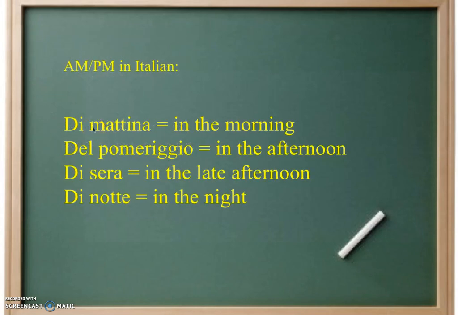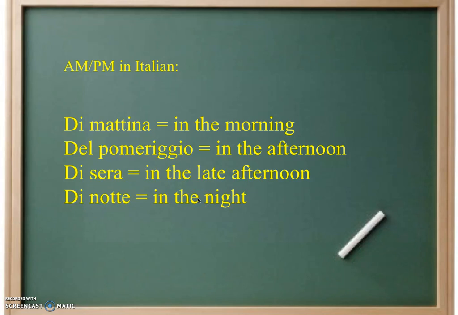Okay, now here are a few phrases we can use to differentiate between the time of the day. Di mattina. Di mattina is in the morning. Del pomeriggio is in the afternoon. Pomeriggio, the afternoon. Di sera, in the late afternoon. Di notte, in the night.